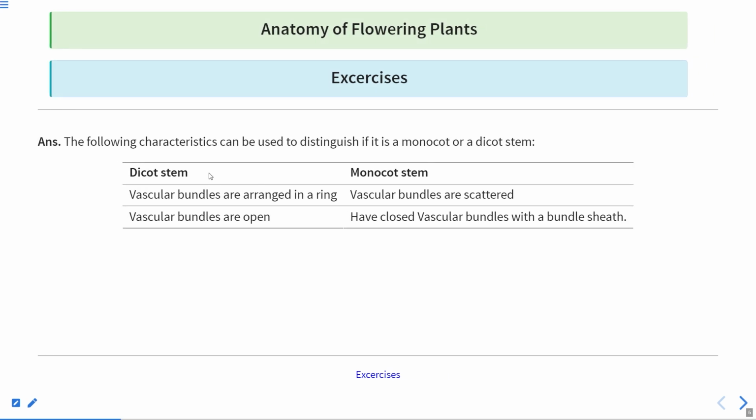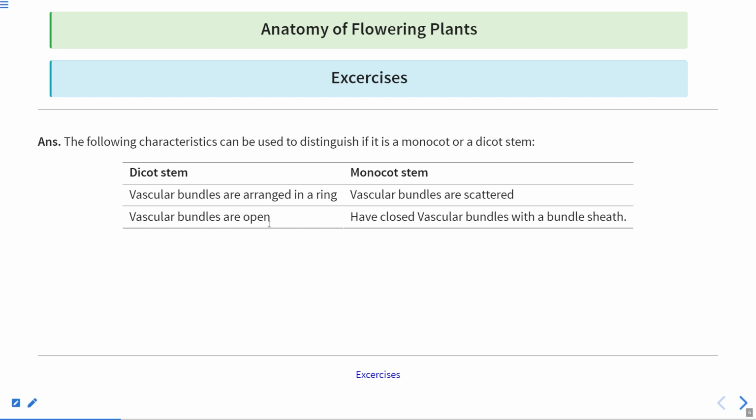The following characteristics can be used to distinguish whether it is a monocot or a dicot. So how can you say that this particular structure is of a dicot stem? Vascular bundles are arranged in rings. If the vascular bundles are arranged in a ring, then you can say it is a dicot stem. It is not scattered. In the case of the monocot, you can see the vascular bundles are totally scattered, right? But here you can see the vascular bundles are arranged in a ring-like structure, ring form.